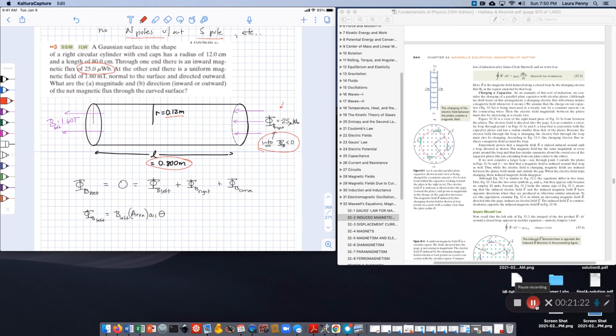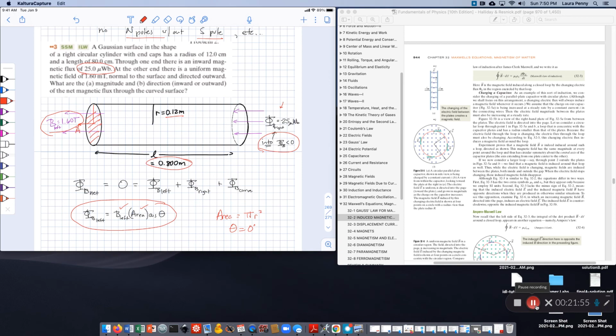It tells me at the other end, I have a certain magnetic field which is coming out. The actual flux at that end should be the magnetic field times the area, and our area is just pi r squared. The area vector is also out, so our angle here is 0. And so I can get the magnetic flux that's coming out at the other end.